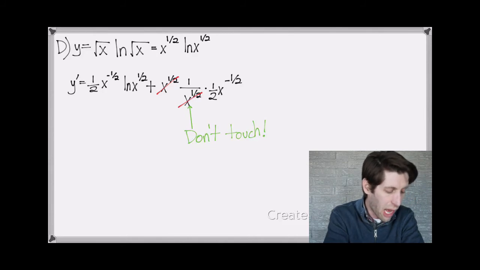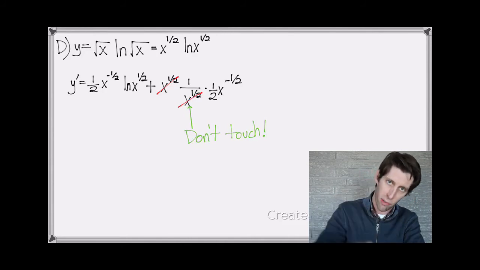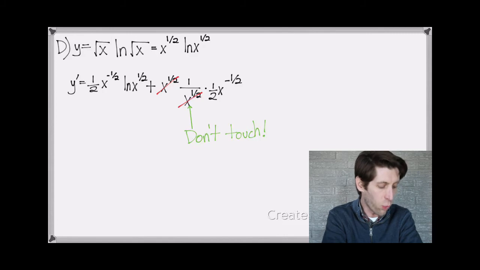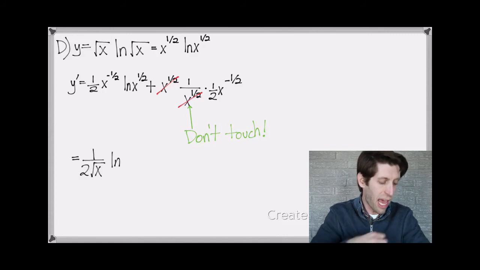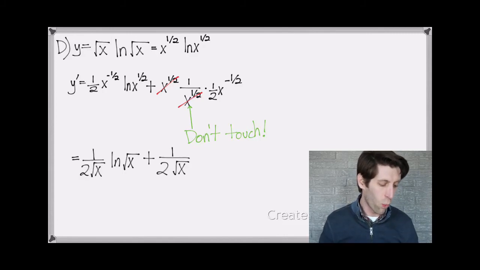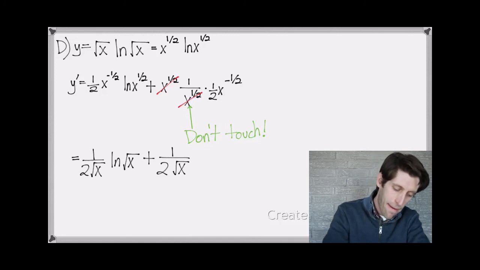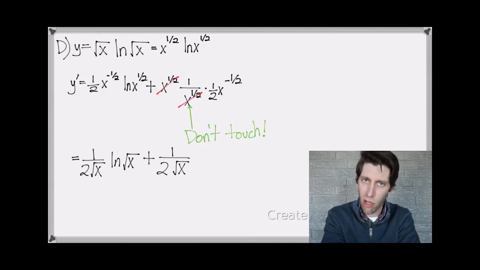What we end up with after we change the fractional exponents back to radical notation is 1 over 2 root x times ln of root x plus 1 over 2 root x. Now that's about as nice as it's going to get, and because we started with radical notation, we're going to end with radical notation, so that's our final answer.